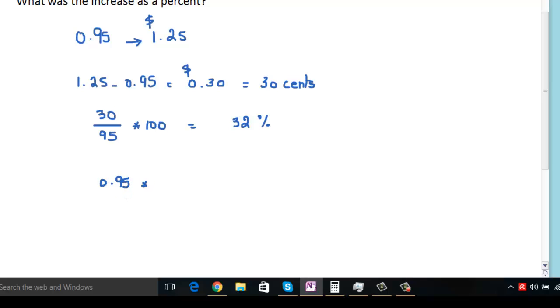I multiply it by itself, which is 100%, and 32. That means 1.32, and check. If I will get $1.25 or close to this, that means my answer is correct.